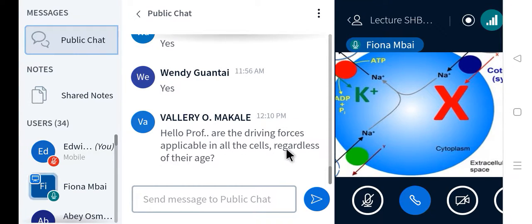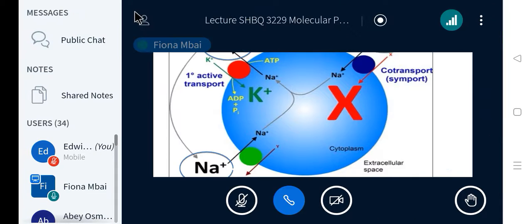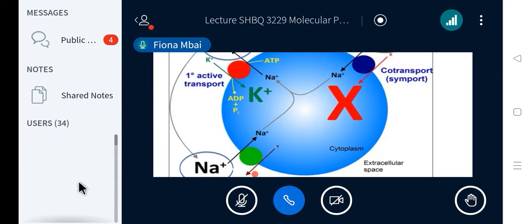Have you heard of apoptosis? Have you heard of that? Apoptosis. Anybody? So obviously, driving forces are not as efficient as you get older. That's why you find in older people's skin, they don't look very good.